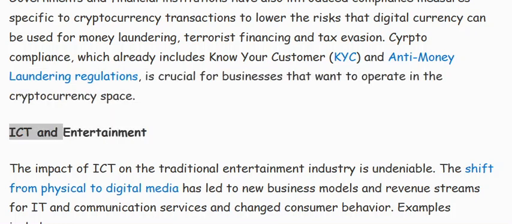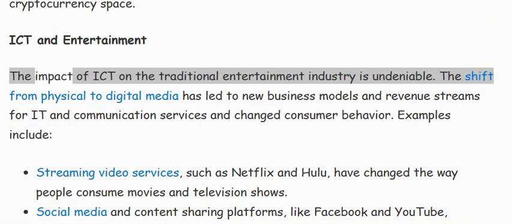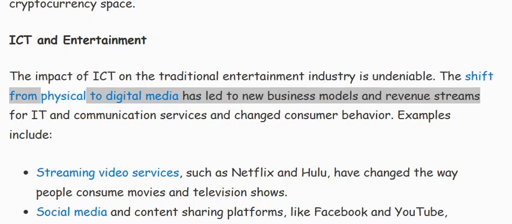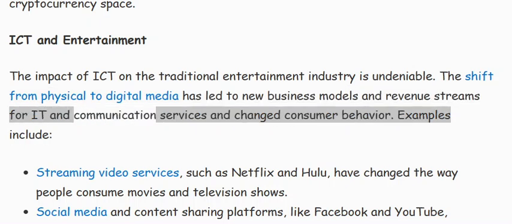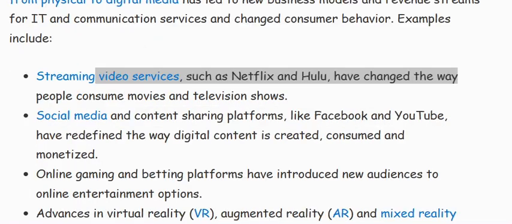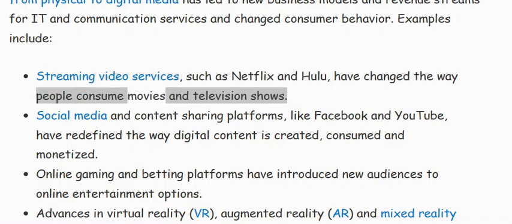ICT and entertainment. The impact of ICT on the traditional entertainment industry is undeniable. The shift from physical to digital media has led to new business models and revenue streams for IT and communication services and changed consumer behavior. Examples include streaming video services, such as Netflix and Hulu, have changed the way people consume movies and television shows.